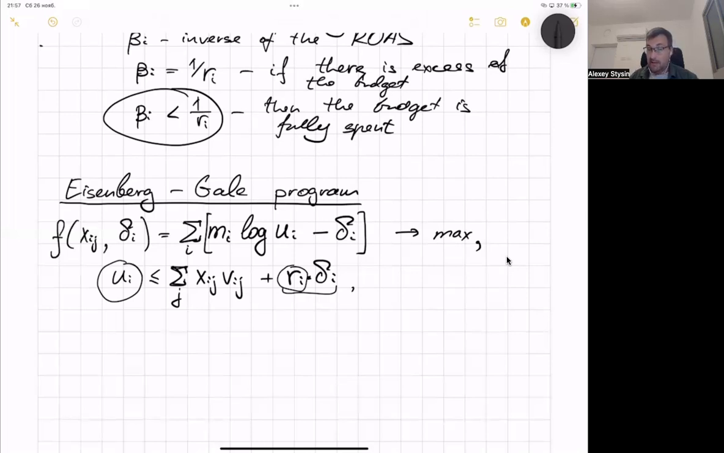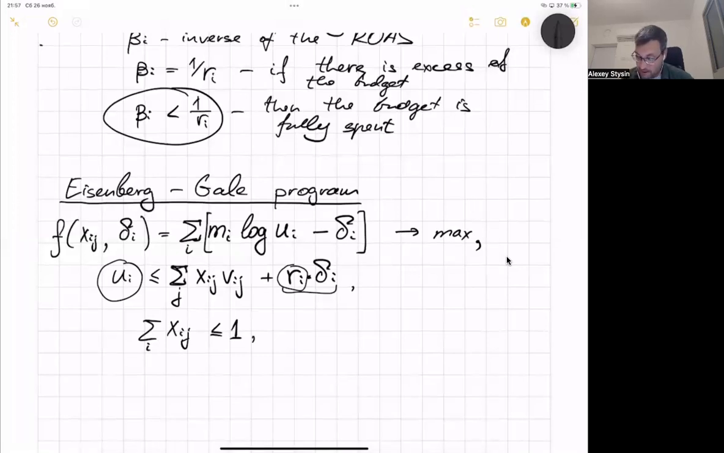Then we also have the constraint that every item is not oversold. So we have the sum of x_ij over i should be less than or equal to 1. So the total allocation of every item j is no more than 1. We also have a constraint on the remainder of the budget being greater than 0. Okay, so this is it. This is the Eisenberg-Gale program.